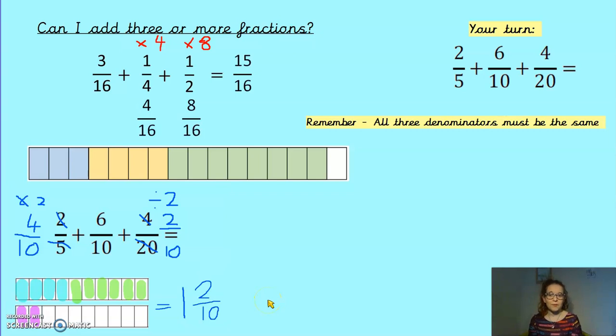I decided, right, I'm going to make them all have the denominator of 10. So my bar model is going to have 10 parts in it. So this one, 2/5, I had to times by 2 to give me 4/10. And then 4/20, I had to divide by 2 to give me 2/10. And then I put it all together in my bar model. I've got 10 parts on each line. I've got my 4/10, add my 6/10, add my 2/10, and that gave me 1 whole and 2/10. And that's why I've ended up with a mixed number, because it's greater than 1.